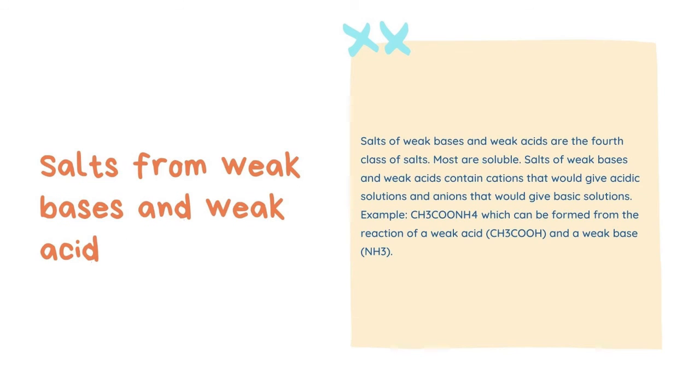And the last type of salt is salt from weak bases and weak acid. Salts of weak bases and weak acid are the fourth class of salt. Most are soluble. Salts of weak bases and weak acid contain cations that would give acidic solutions and anions that would give basic solutions. For example, the reaction between ammonia and acetic acid becomes ammonium acetate.